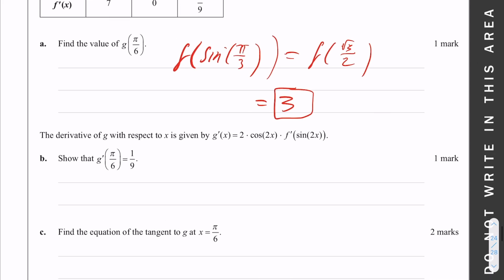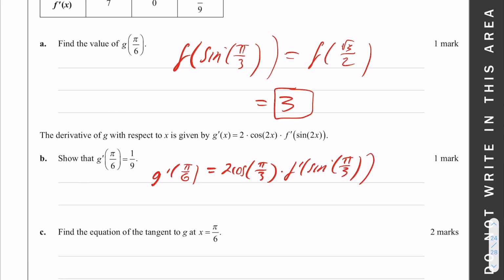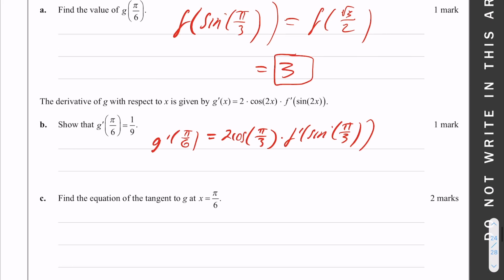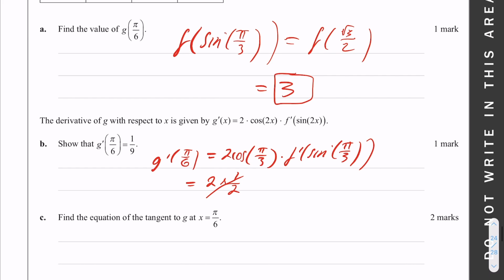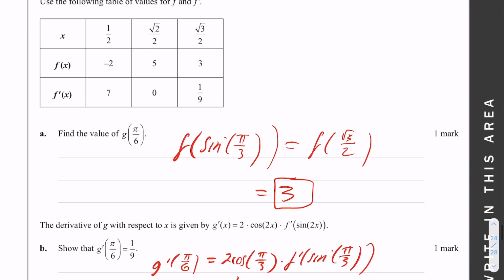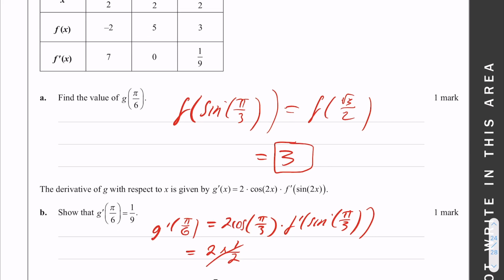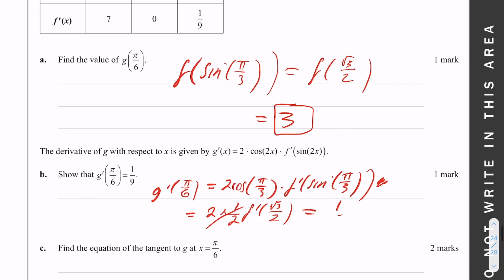Okay, well, g dash pi over 6 is equal to 2 times cos of 2 times pi over 6, or pi over 3, times f dash of sine of pi over 3. So that is 2 cos pi over 3, which is 2 times 1/2, which is just 1, and f dash of sine pi over 3 is f dash of root 3 over 2. And f dash of root 3 over 2 is 1/9, as we wanted.